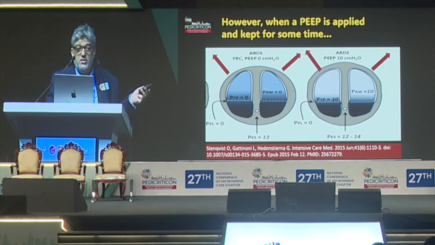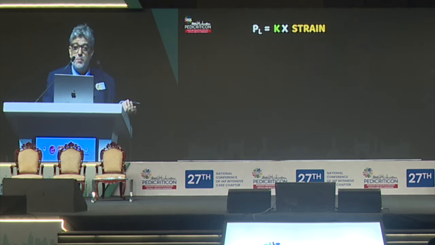And this is because the chest wall has a tendency to expand outwards. And the chest wall does not have any sensors. So it doesn't know that there is a PEEP application in the lungs and there is a pressure change in the lung going on. Mathematically, it can be explained like this.